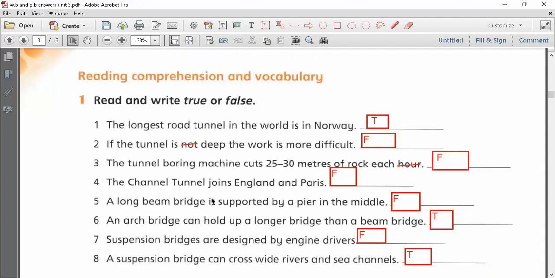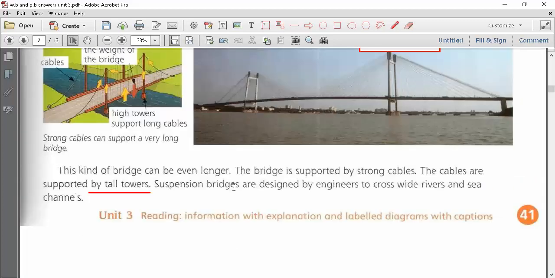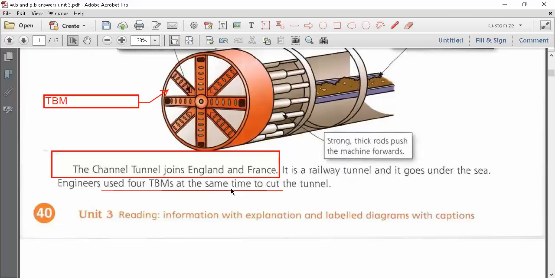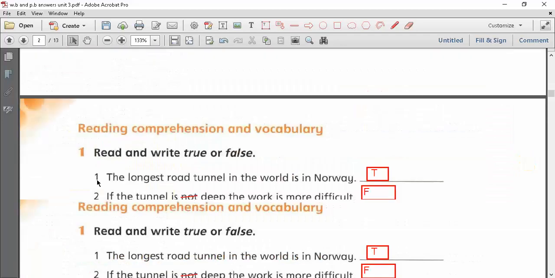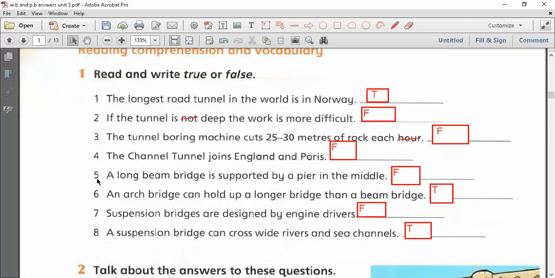The Channel Tunnel joins England and Paris. No, it joins England and France. In true or false questions, you must pay attention to each word in the sentence. A long beam bridge is supported by a pier in the middle. False. It's not in the middle. It is on both endings. An arch bridge can hold up a longer bridge than a beam bridge. True.